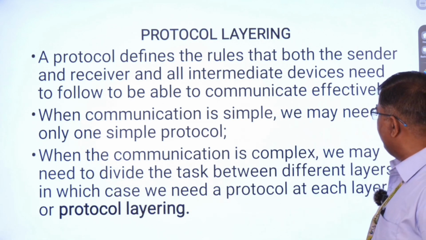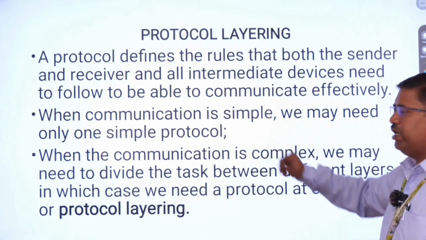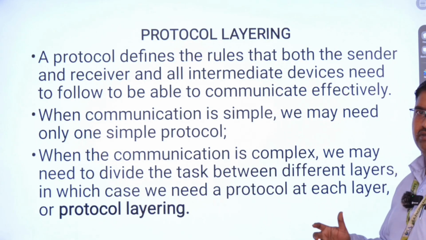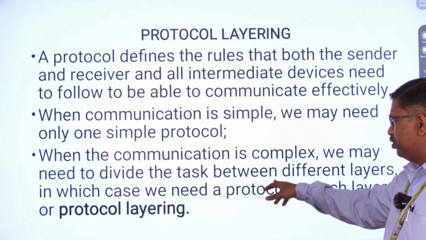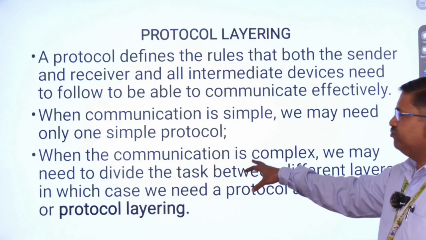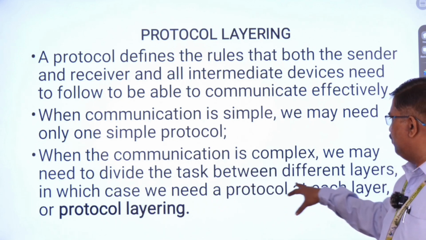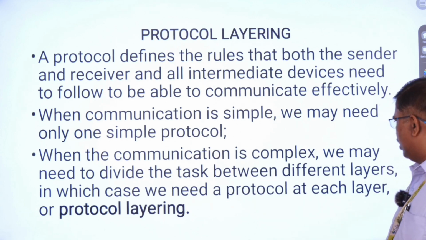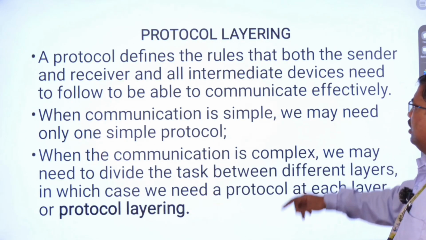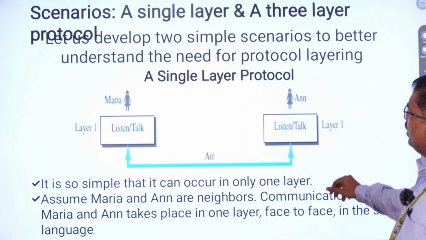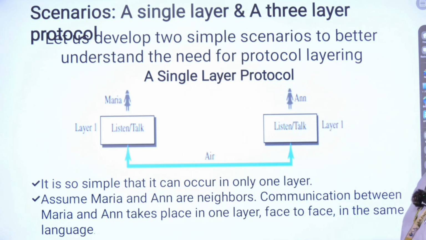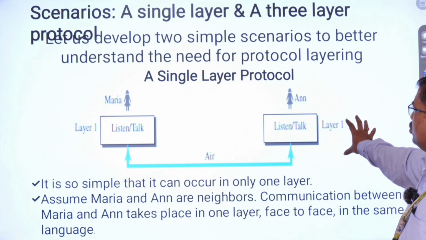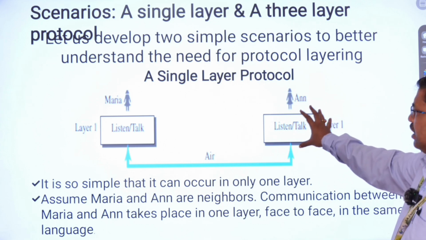When communication is simple, we may need only one simple protocol. When the communication is complex, we may need very complex kinds of protocols. We need to approach the task by means of different layers, in which we need a protocol at each layer. That is called protocol layering. So this is one scenario, a single layer and a three-layer protocol. Let us develop two simple scenarios to understand this clearly.